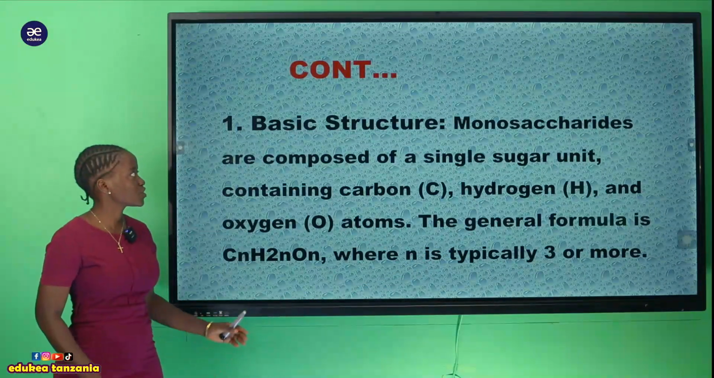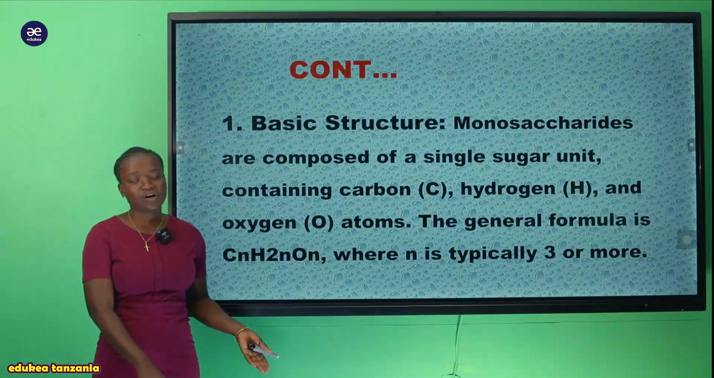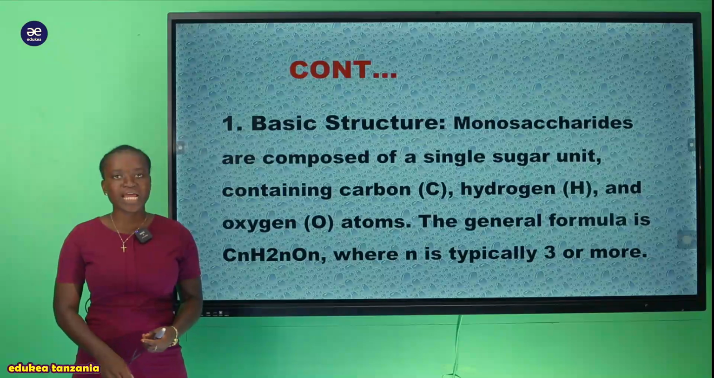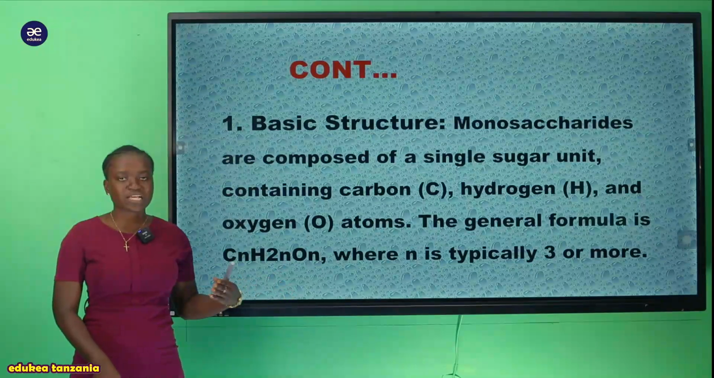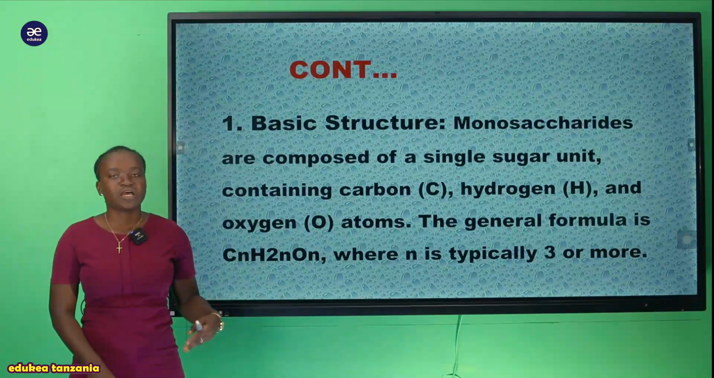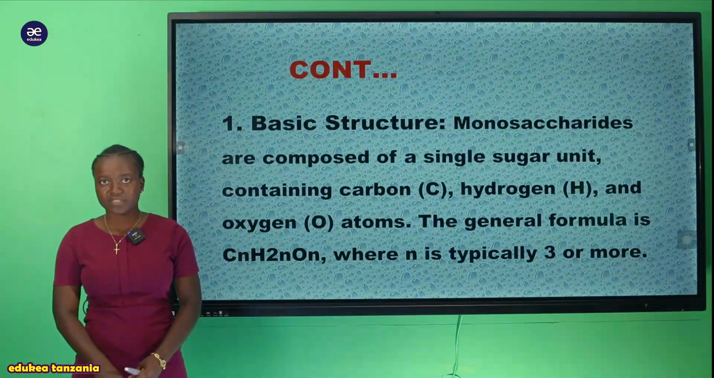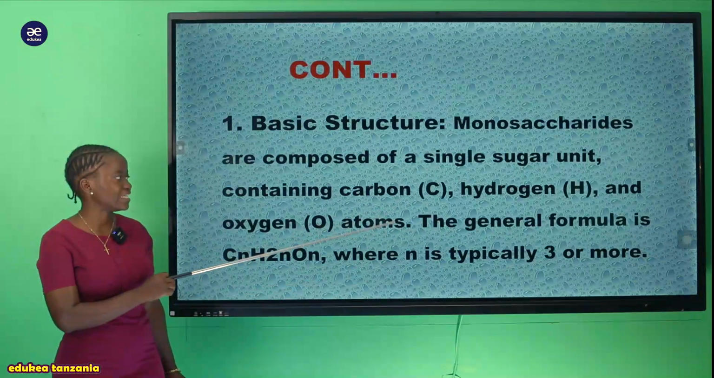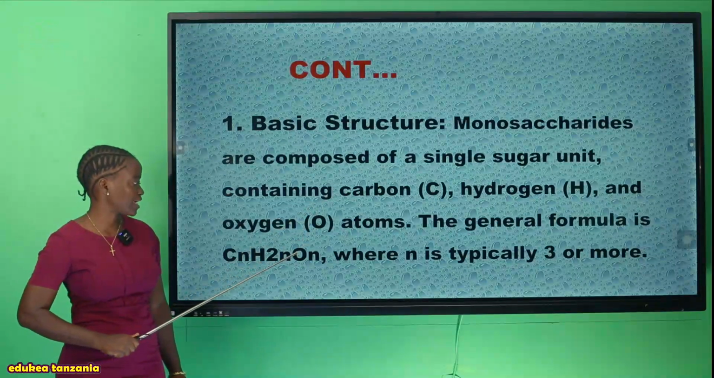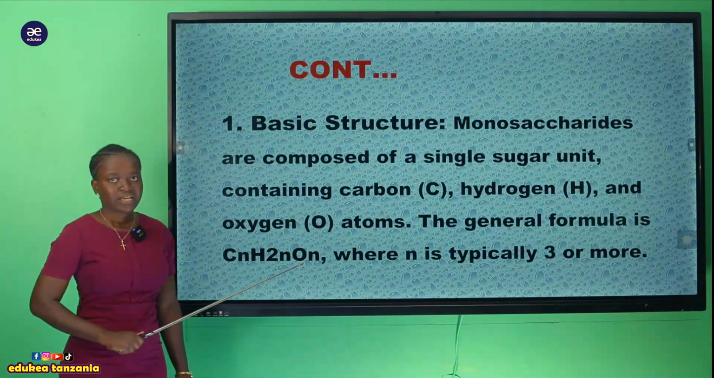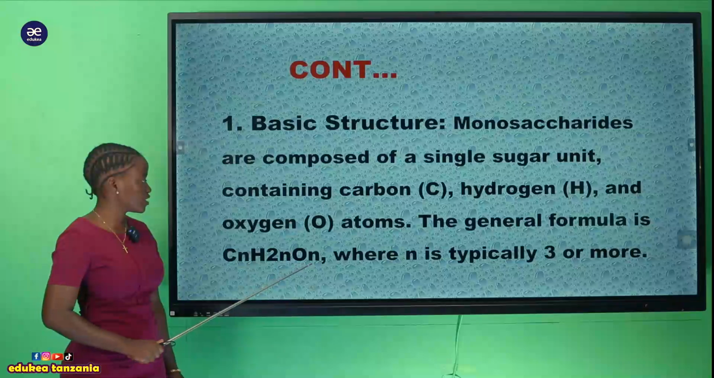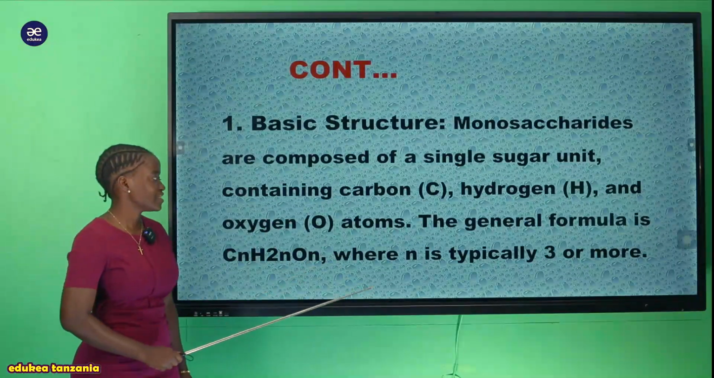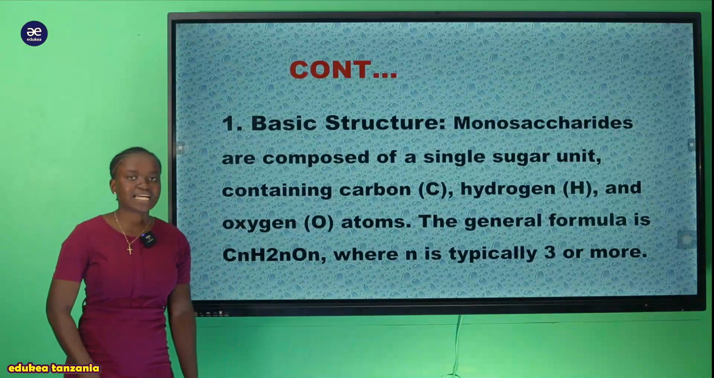So ukiangalia, tukianza na basic structure ya monosaccharide, obvious tunasema imetengenezwa na 3 elements or 3 atoms. The first atom is carbon, the second is hydrogen, and the last is the oxygen atom. So ukiangalia kwenye general formula, tunasema kwamba hii ndio general formula ya kupata monosaccharide. Meaning that hizi n ambazo unaziona kwenye hii empirical formula, they tend to vary, but they start from 3.